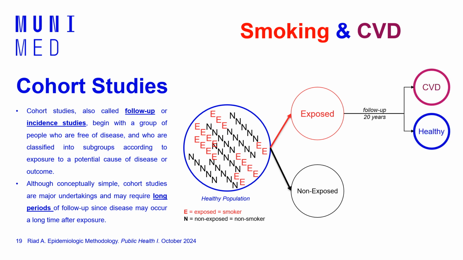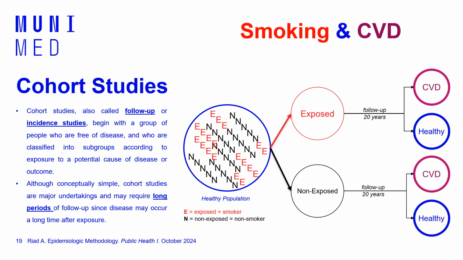After 20 years, you will see that among the exposed individuals, or among the smokers, there was a subgroup of cardiovascular disease patients, people who got cardiovascular disease, and there are other smokers who did not get any cardiovascular disease, which is great. But of course, there are some who got the disease. As well, the same will happen for the non-exposed group. Some of them will have the disease and others will not have the disease.